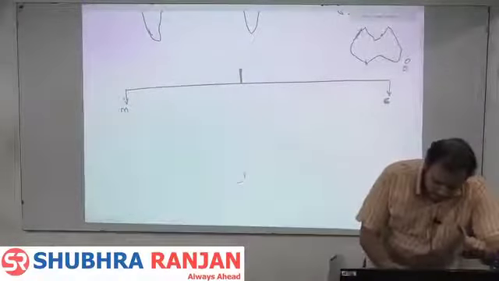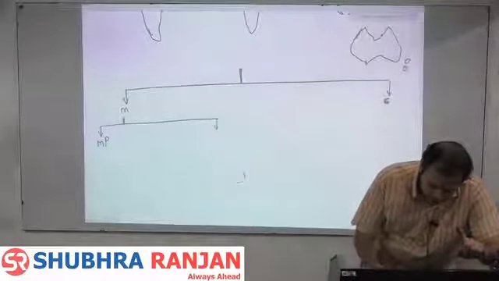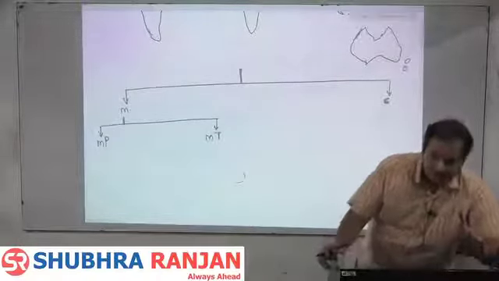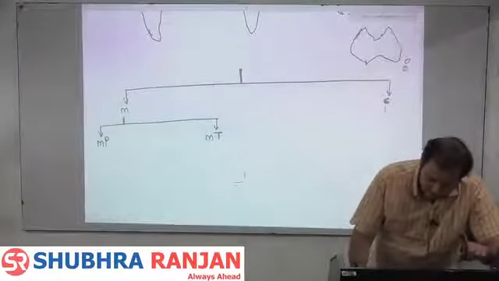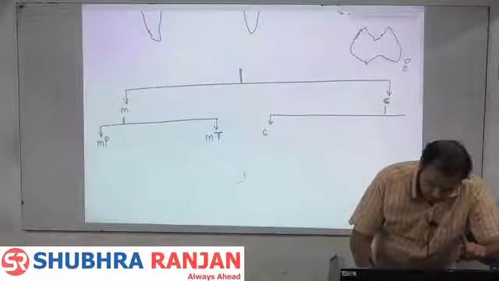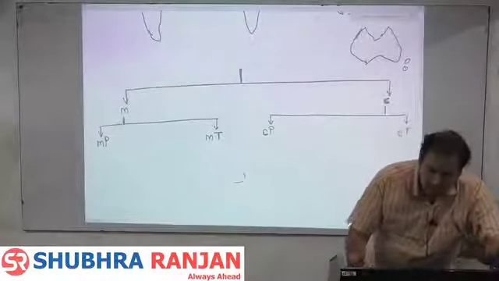Maritime air mass can be maritime polar air mass or maritime tropical air mass, capital P, capital T. Similarly, continental air mass can be continental polar air mass or continental tropical air mass. Clear?